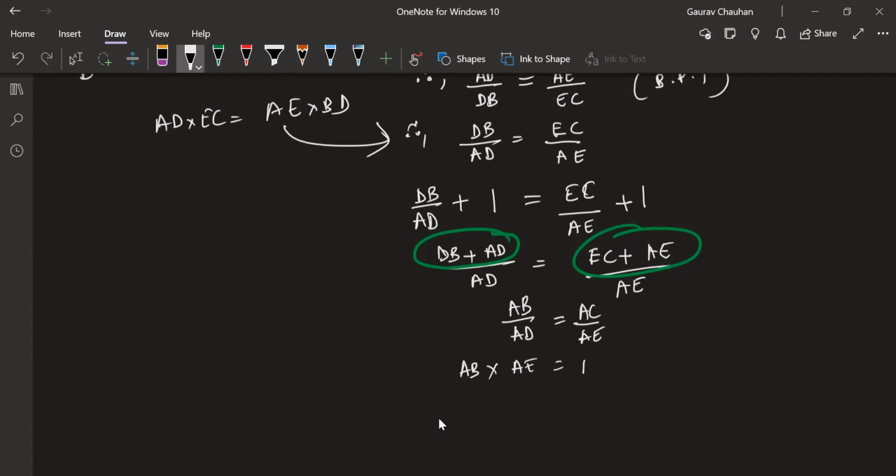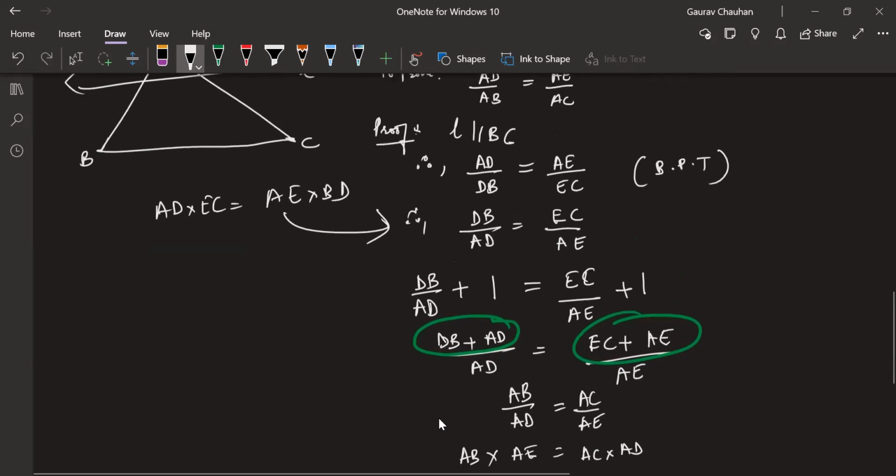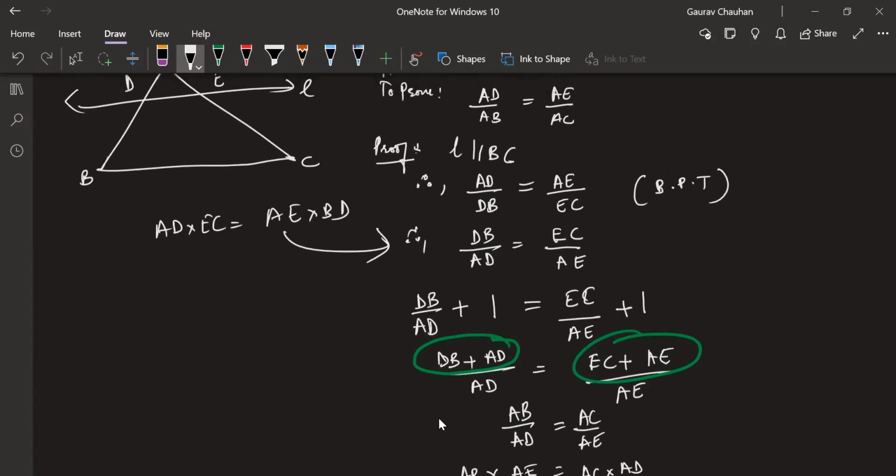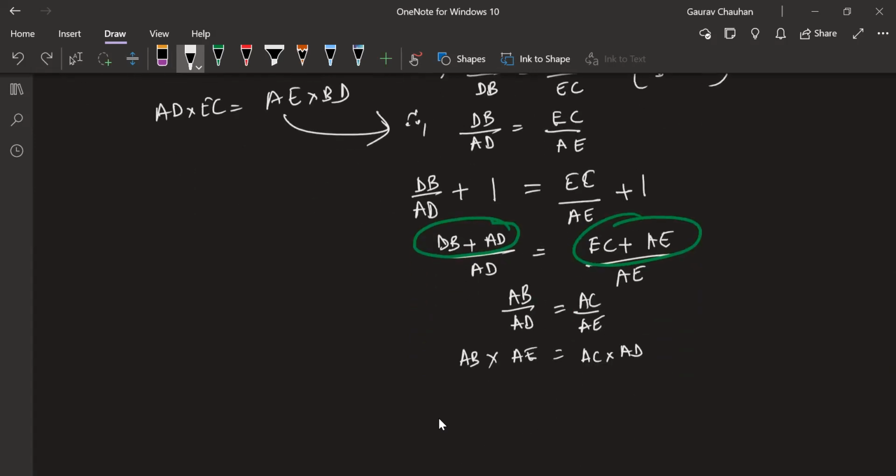I'm doing cross multiplication, AC into AD. And then I will do again cross multiplication. Basically, I'll take AB to the denominator, and what should I take to the denominator? I should take AB to the denominator and AC to the denominator. Okay, so I'll take AB to the denominator, right side. So AE is equal to AC into AD by AB.